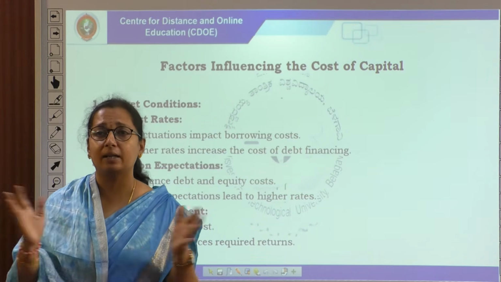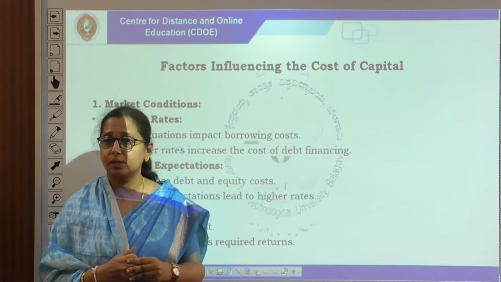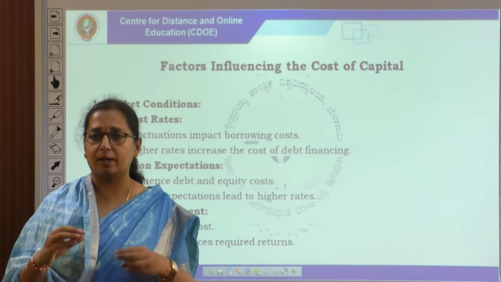Rather, we can't go and fix the interest rate. Yes, what does inflation do? Inflation: rupee value decreases, product value increases. That is what inflation is all about.